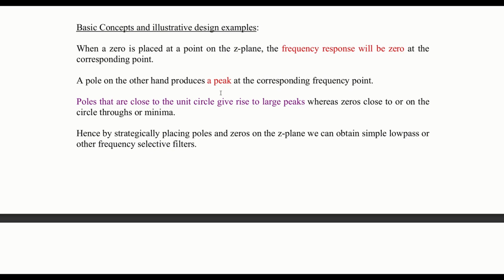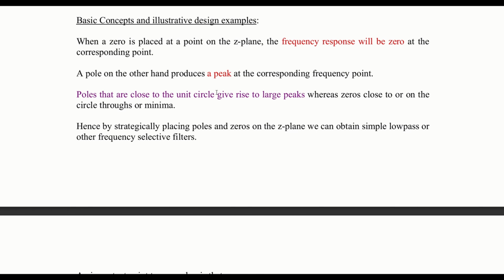So we'll do filter design, and this one is by the pole zero placement method. And just to start the whole process, I thought it wise to put just a few points that you might have already heard: when a zero is placed at a point on the z plane, the frequency response will be zero there. A pole, on the other hand, will cause a peak at that point, right?